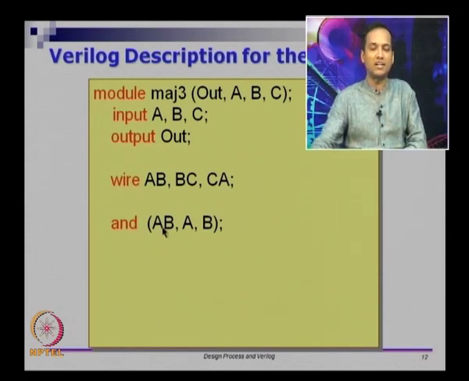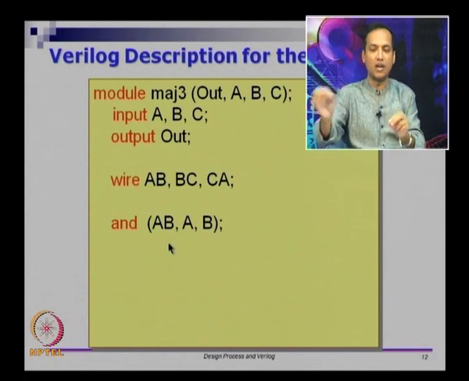So how do I get AB? AB should be the AND of A and B. What this is actually saying is, I am going to pick an AND gate, and to this AND gate I am going to give one of the inputs as A, one of the inputs as B, and the output from the AND gate I can put on a wire and call this AB.